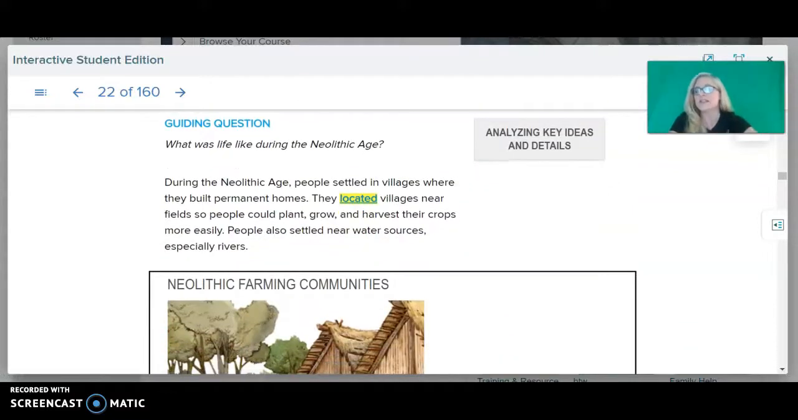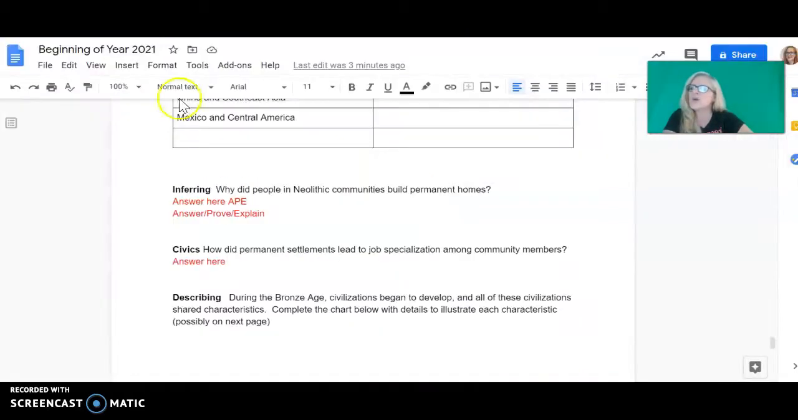It says, during the Neolithic age, people settled in villages where they built permanent homes. They located villages near fields so people could plant, grow, and harvest their crops more easily. People also settled near water sources, especially rivers. It doesn't actually say exactly, this isn't a level 1 question. I can't touch this answer. It doesn't say why people in communities built permanent homes. But it does say what they used it for.